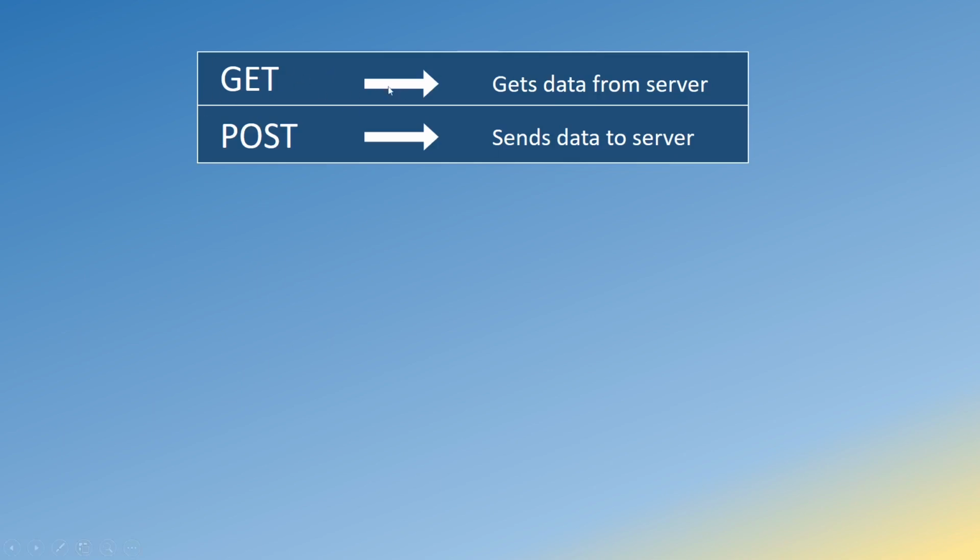Now, as you can see, the GET request just gets data from the server, and the POST request sends data to the server. For example, if you're filling a login form, the email and the password that you put in are going to be posted to the server. And for example, if you go to google.com, you're going to get information from the server because you want to get that Google page, if you understand what I mean.